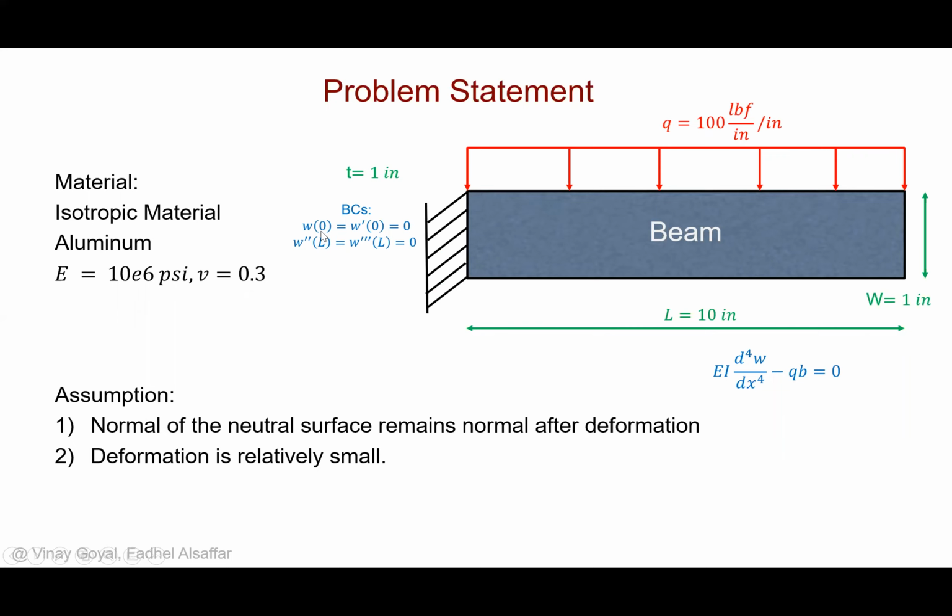The material we'll be using is an isotropic material. We'll be using basically aluminum with these properties. And these are the assumptions that we are making during this analysis.